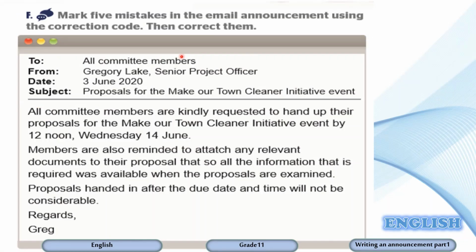All right, now this activity is to consolidate your understanding about the correction code and how you are able to identify the mistakes in the email. So mark 5 mistakes in the email announcement using the correction code, then correct them. You can pause the video to find out the mistakes. Now let's share the answer.